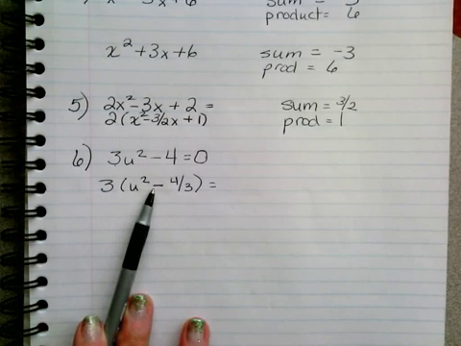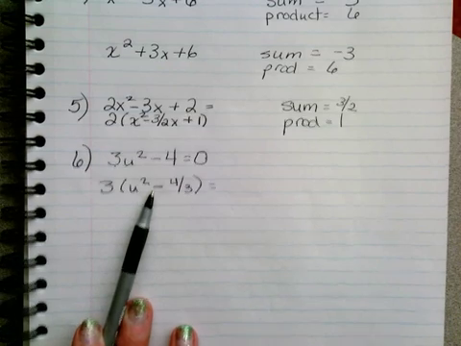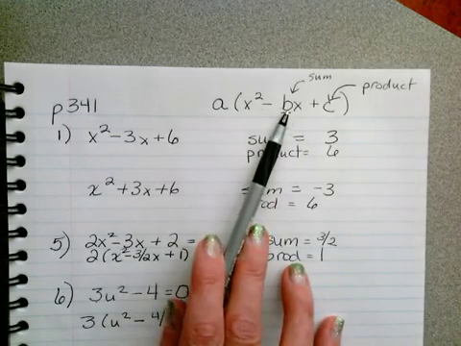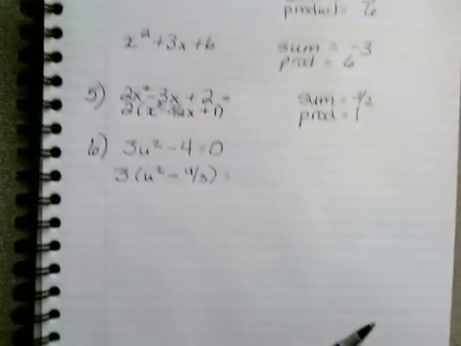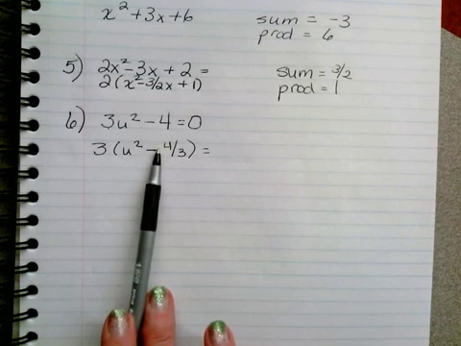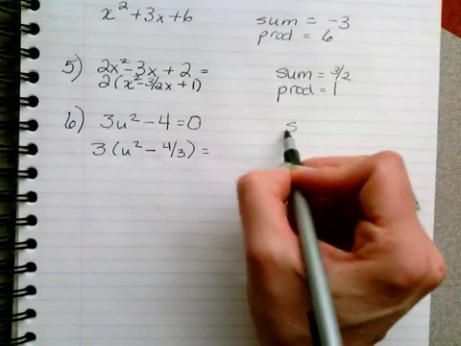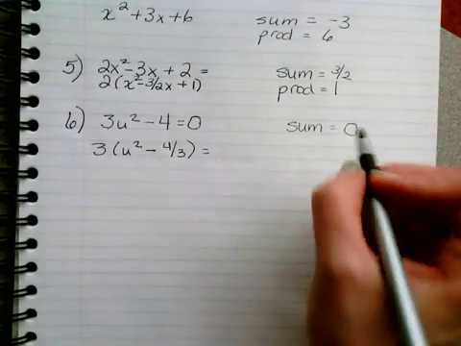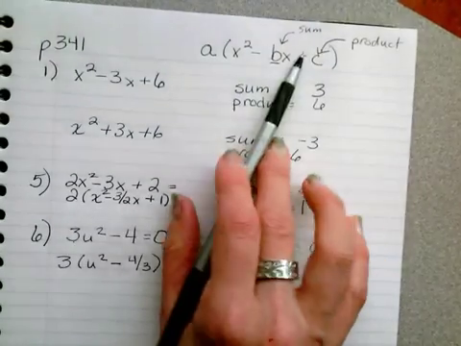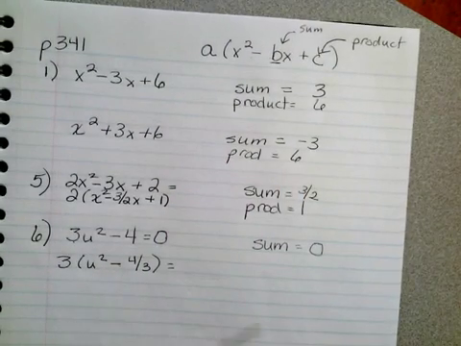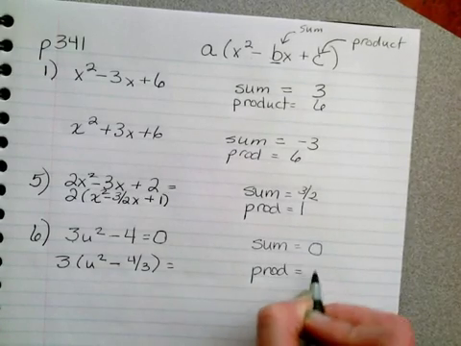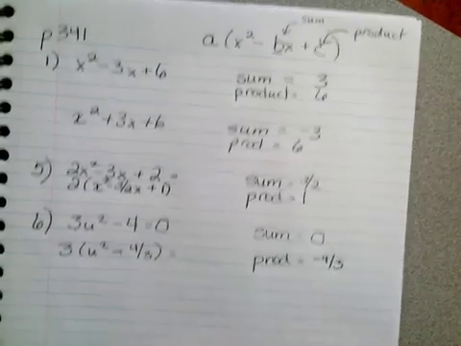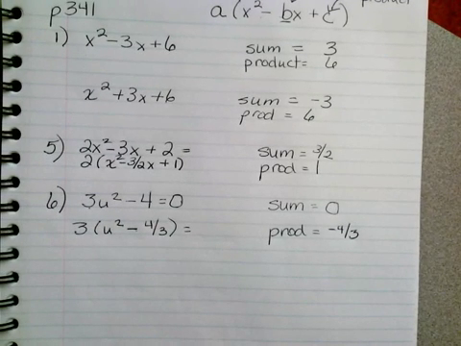Notice there's no u to the first, which is where the sum would be. Right? Remember the sum is that middle piece, the coefficient of x to the first? Well, in this one, we don't have a u to the first. That means your sum is 0. Your product, since we factored the 4 out, and the normal product is a positive, they've got that as a negative, so that means it is a negative 4/3. That is a negative 4/3. We're not going on to example 4, so don't stress about that.